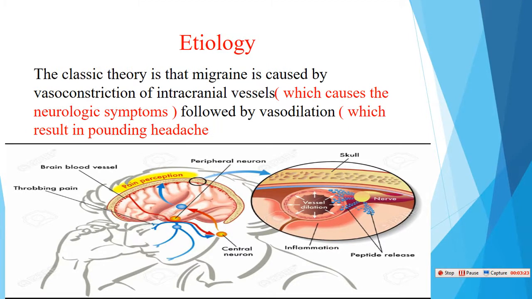The etiology of this vascular pain. The classic theory is that migraine is caused by vasoconstriction of intracranial vessels. This vasoconstriction causes the neurological symptoms, followed by vasodilation. Vasodilation results in a pounding, throbbing headache. This is the most common theory in the etiology of migraine, the vascular pain.